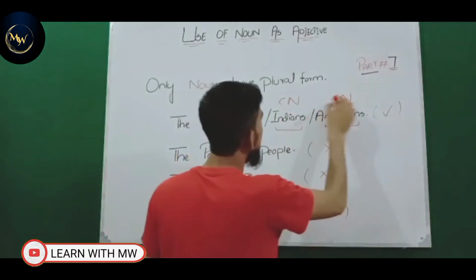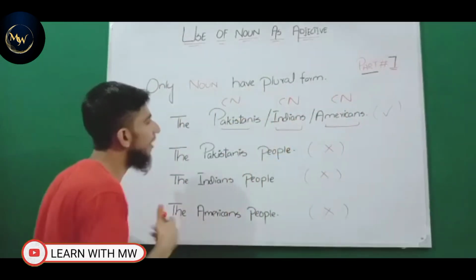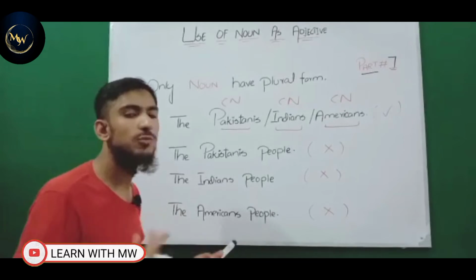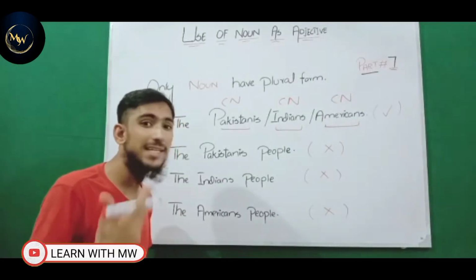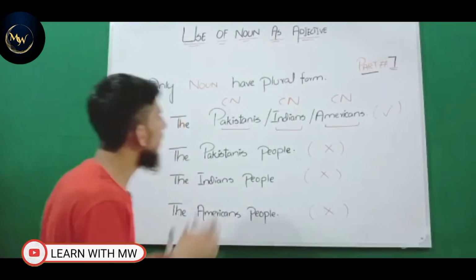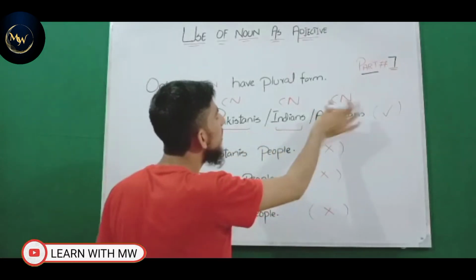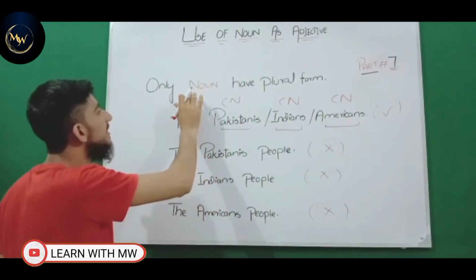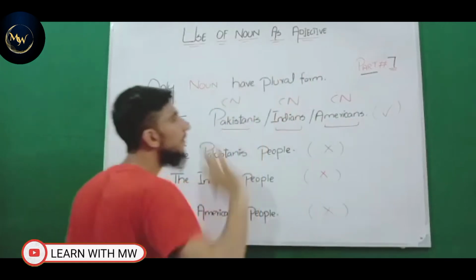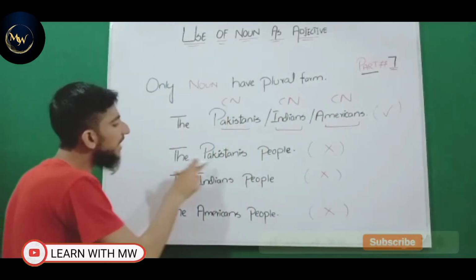In order to specify that these are countable nouns, because we know that those are the ones which we can count. So if we can count, their plural form is also possible. So Pakistanis, Indians, Americans, they are basically nouns, and we have discussed the concept that only nouns have plural form in English grammar. But look at "the Pakistanis people".